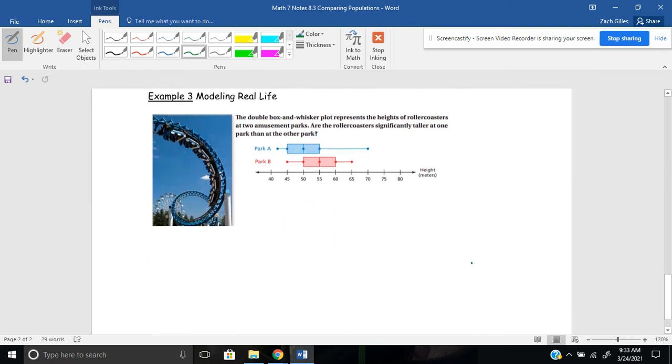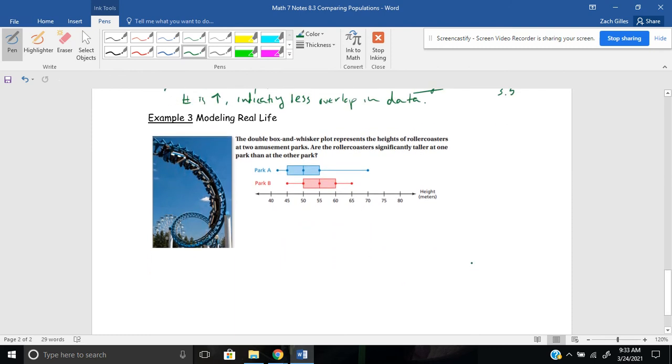All right, hopefully that's making sense. I know that was kind of a doozy, kind of a long problem. Stick with me here. We got one more to go. Example 3 says the double box and whisker plot represents the heights of roller coasters at 2 amusement parks. Here's Park A, Park B. Are the roller coasters significantly taller at one park than at the other park? First thing, like I've done before, is I'm going to ask, is my data skewed or symmetric?